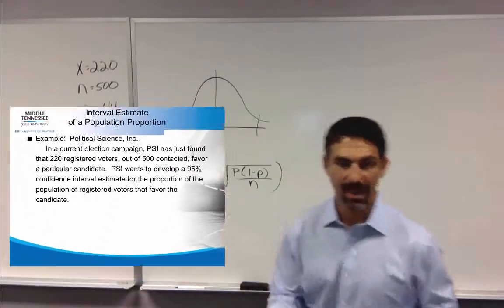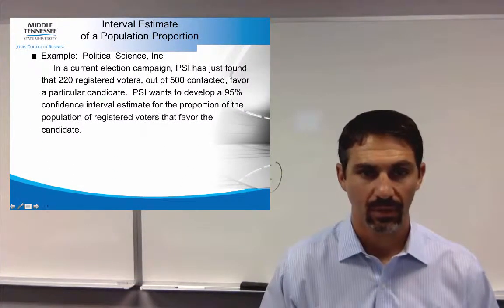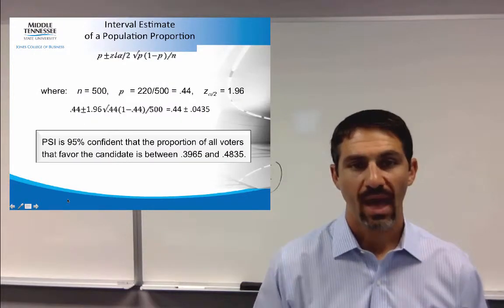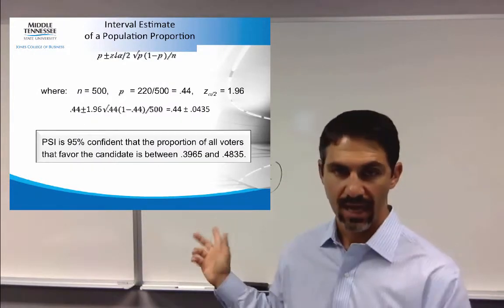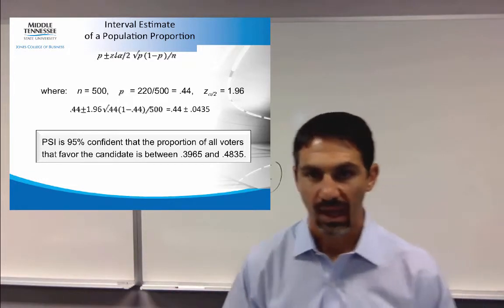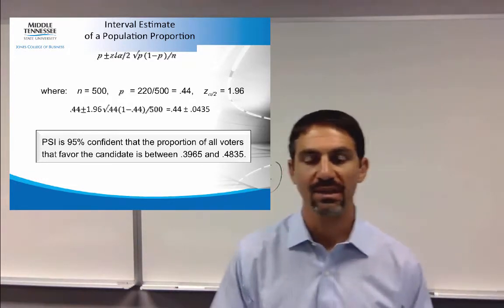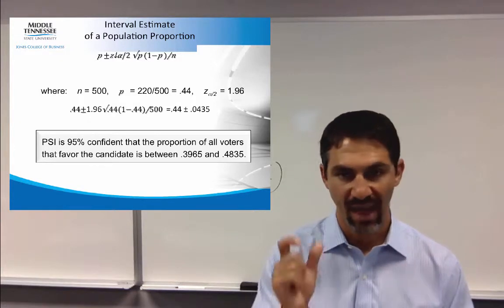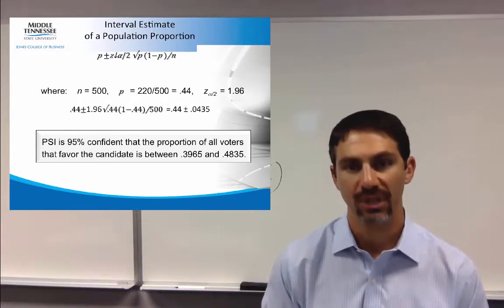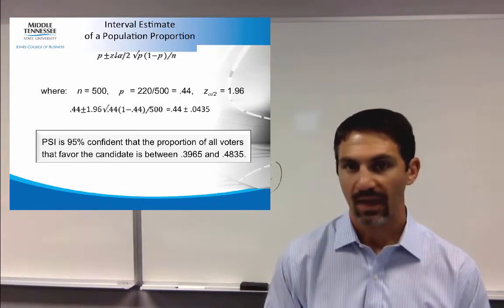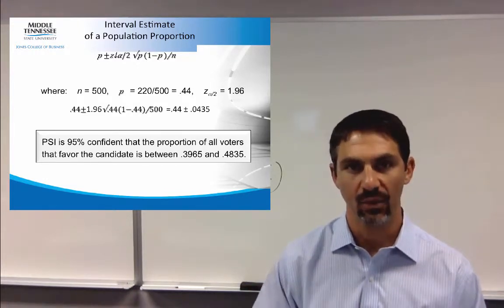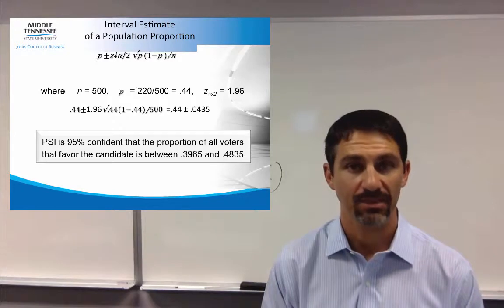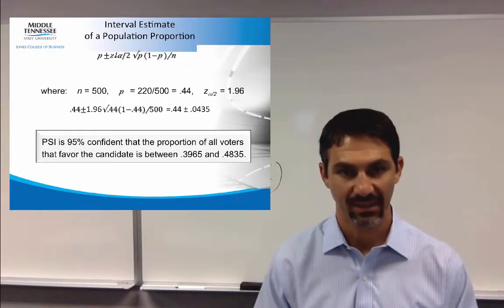So if I was to do the math here, let's take a look at it. You have the 0.44 plus or minus 1.96 times the standard error, and in the end it gives you 0.0435 as the total margin of error. You then add and subtract that to the 44%, and that gives you your population proportion confidence interval.